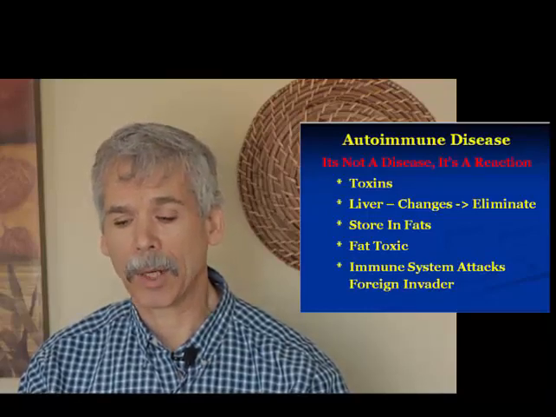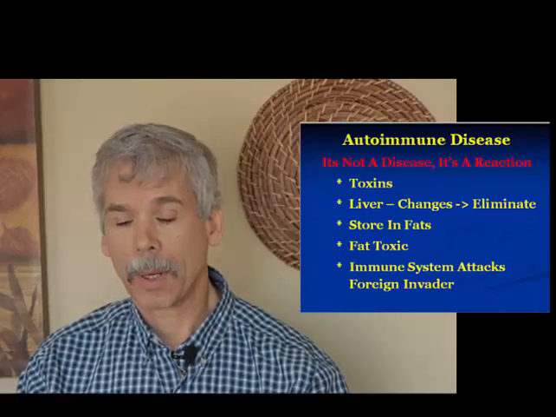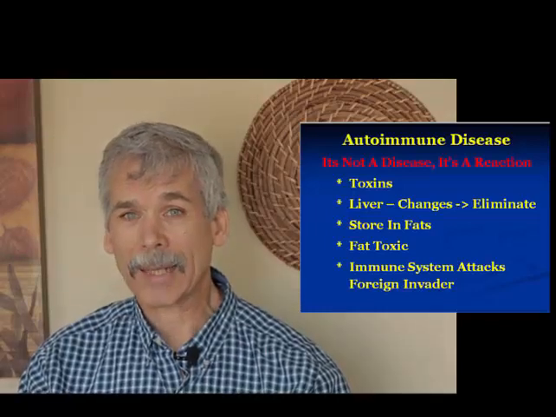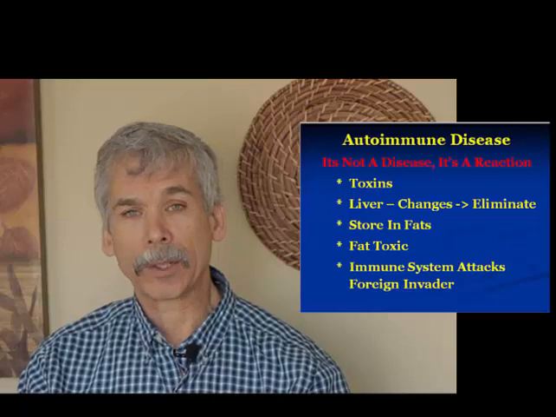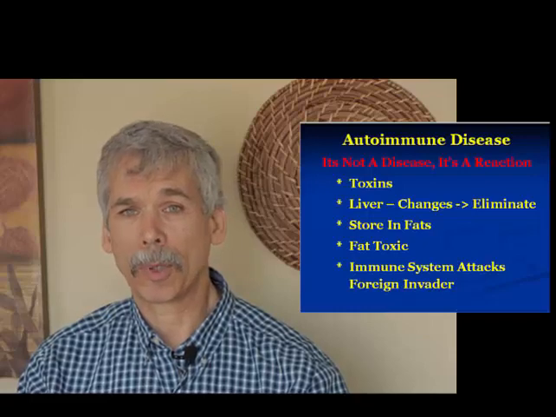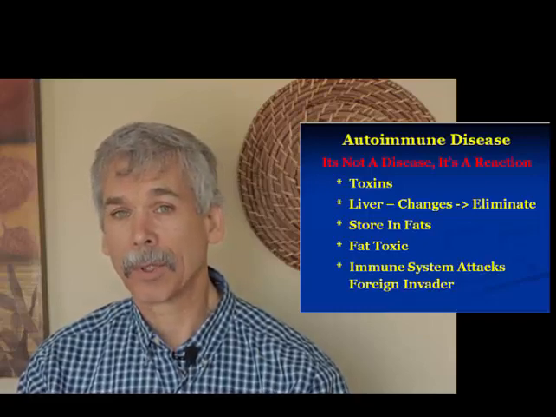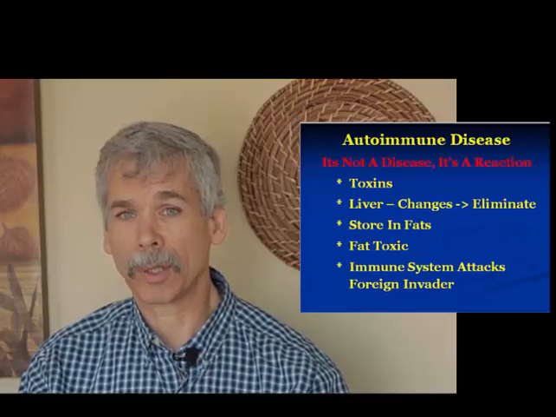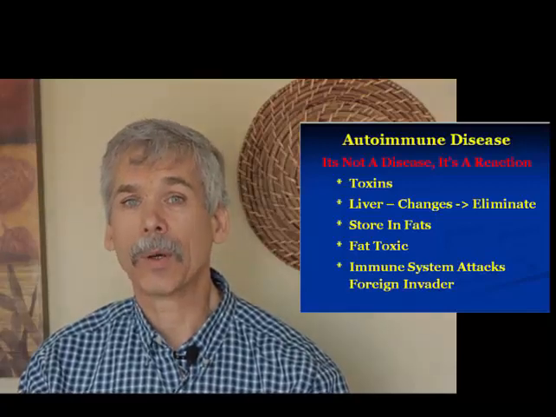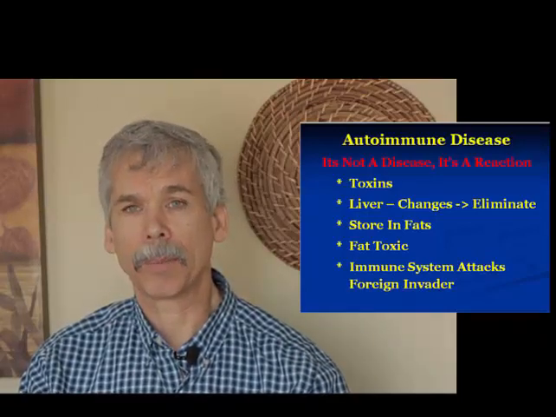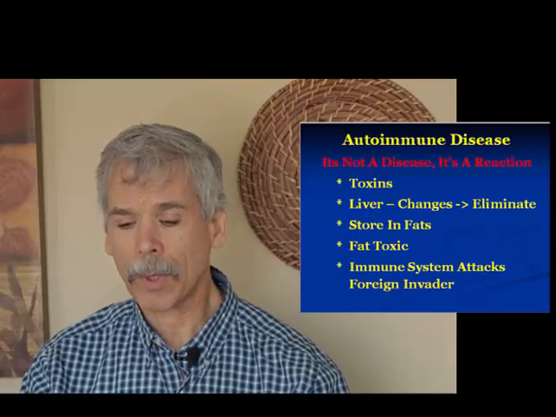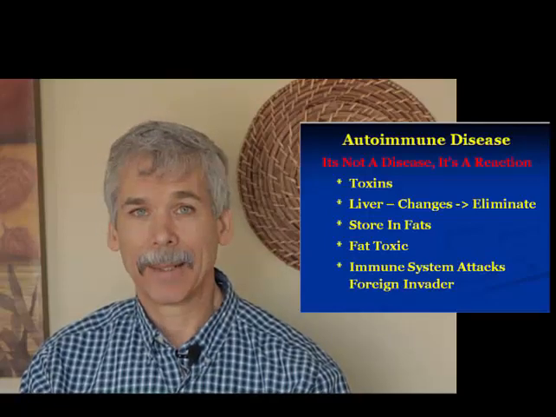The body tries to eliminate those through our secondary elimination organs. We'll go over those a little bit. That's the skin and lungs. What it can't eliminate, it stores in our fats, makes our fat toxic. One of the big problems with this is all of our hormone-producing organs are 50% fat. So the toxins get stored in those hormone-producing organs and starts to dysregulate those. We're going to get into that a little bit later. Once those tissues become too toxic, the immune system attacks what it believes to be a foreign invader, which is our toxic cells.